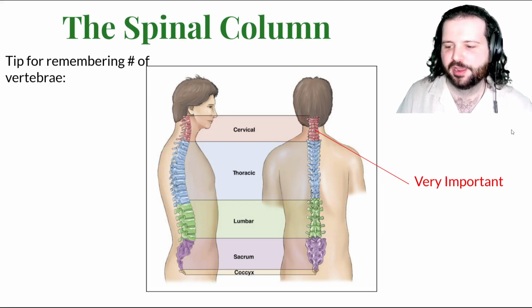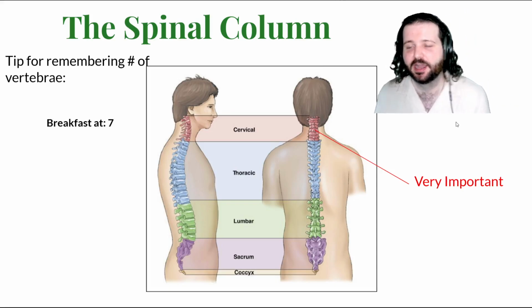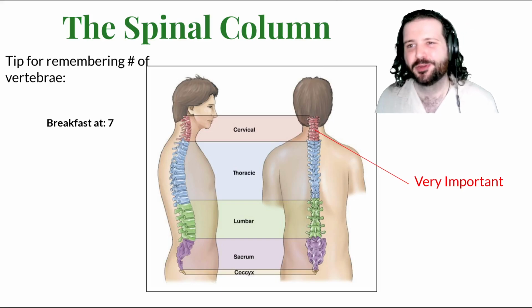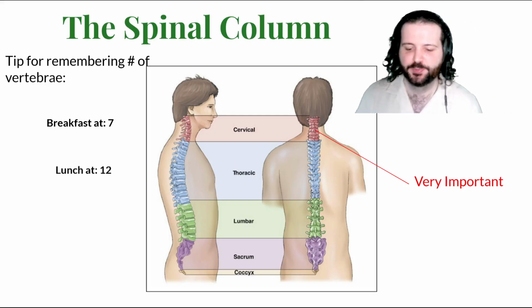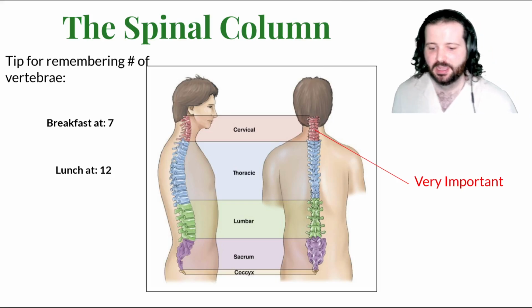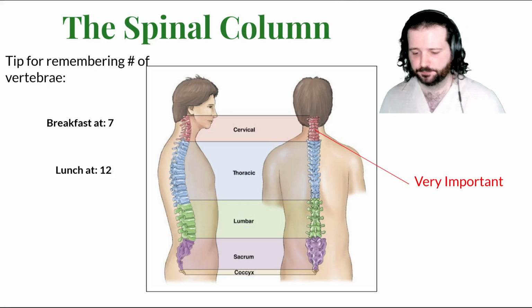Now, there are quite a few vertebrae throughout our entire back, and so the tip that I have for remembering how many vertebrae are in our back is this. We have 7 in our cervical spine. And if you wake up early like me, you probably have breakfast at around 7. Now we have 12 in our thoracic spine, in our back. And usually eat lunch around 12. That seems like a good lunchtime to me.